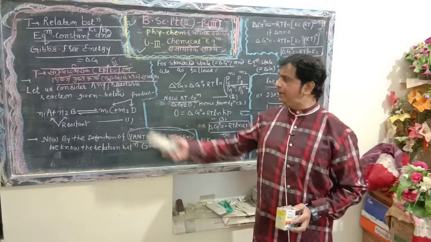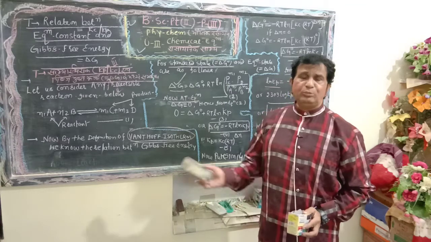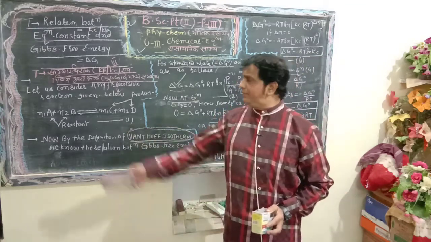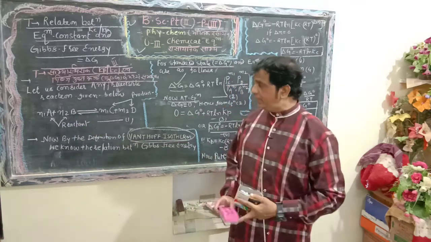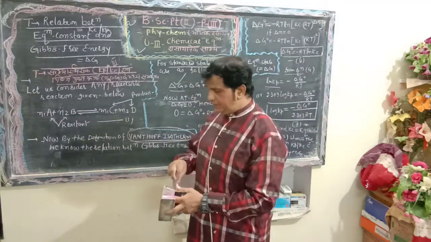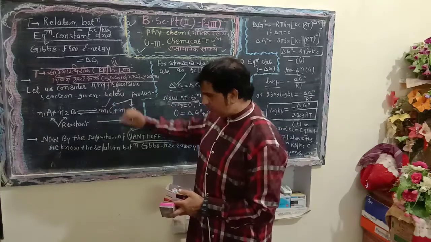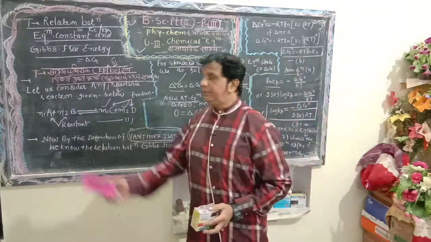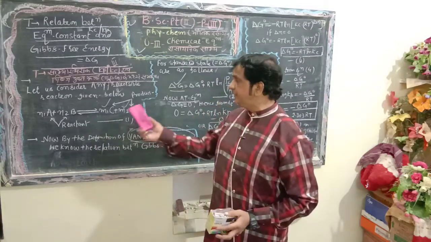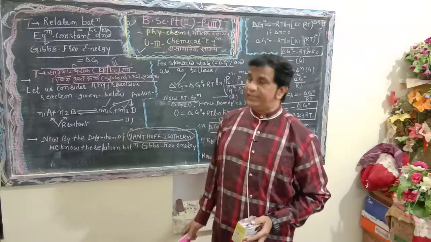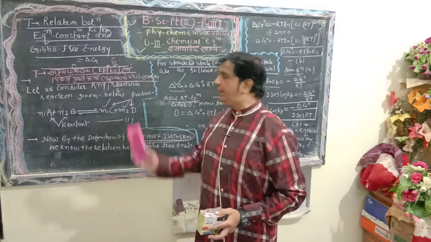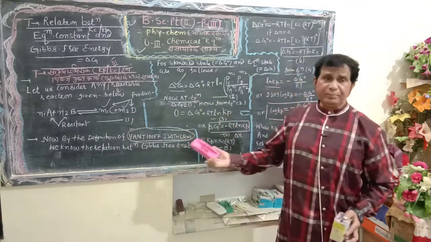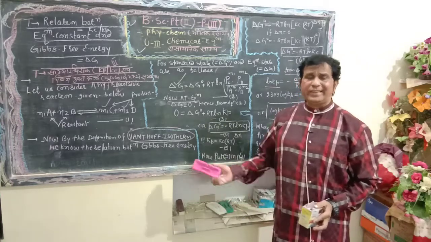Let us derive by assuming a reversible chemical reaction in which N1 moles of A react with N2 moles of B to give M1 moles of C and M2 moles of D, equation number 1. A and B act as reactants, C and D act as products. N1, N2, M1 and M2 denote the numbers of moles. Now let us proceed to the next step of the derivation.